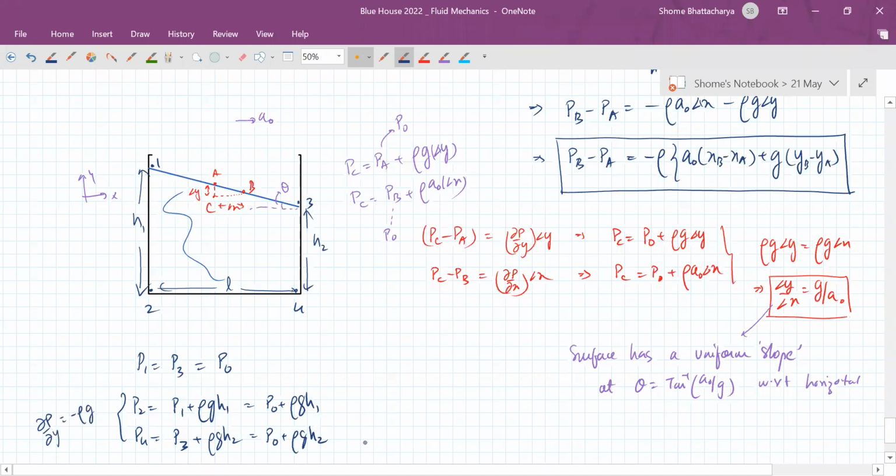Okay. Now also separately, pressure at point 2 will be pressure at point 4 plus rho a naught into L. This is considering the horizontal pressure gradient.